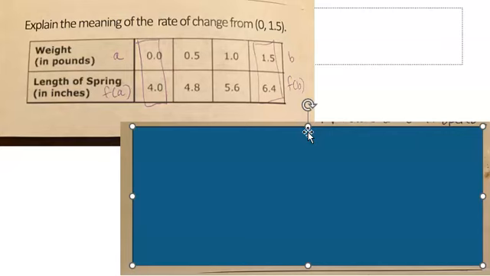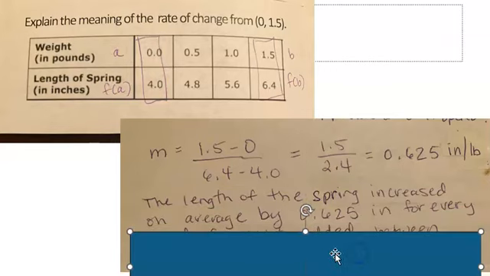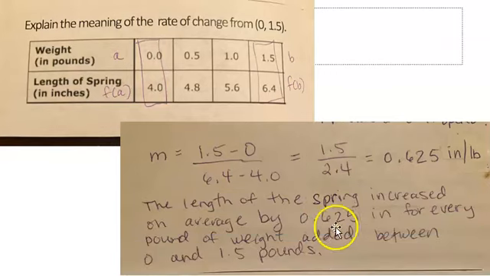So for finding the rate of change, it's the same exact formula. We'll do our y2 minus y1, or f of b minus f of a over b minus a. We'll use our calculator, and we end up with a rate of change on average of 0.25 inches per pound. So I explained its meaning. I said the length of the spring increased on average by 0.25 inches for every pound of weight added between 0 and 1.5 pounds.